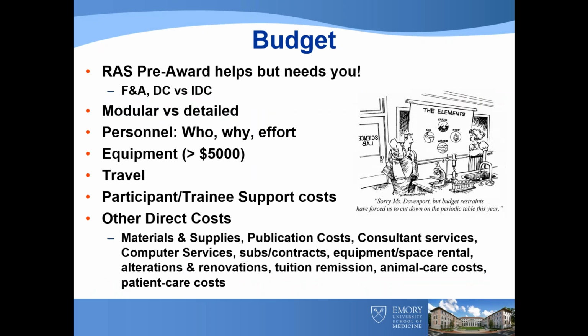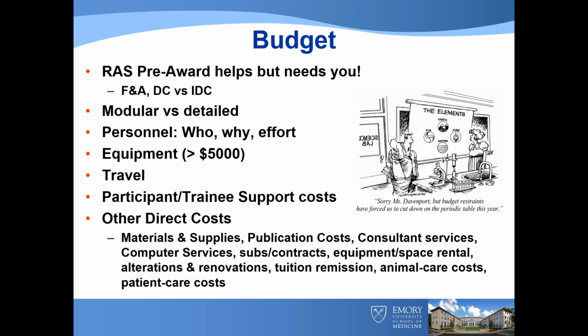Budget. Budget kind of scares a lot of people, because you think, oh my God, I'm not an accountant. Well, you don't have to be. Again, the RAS, the pre-award, is going to help, but they need you. They cannot do this on their own. They're good at figuring out the F&A, the fringe benefits, the direct costs, the indirect costs, tallying it up, taking it from year to year.